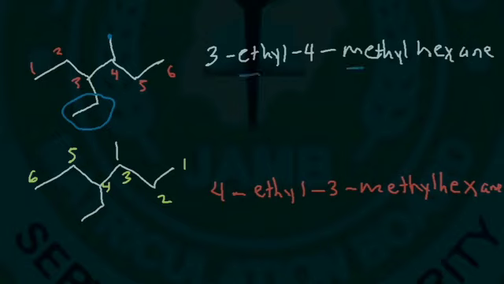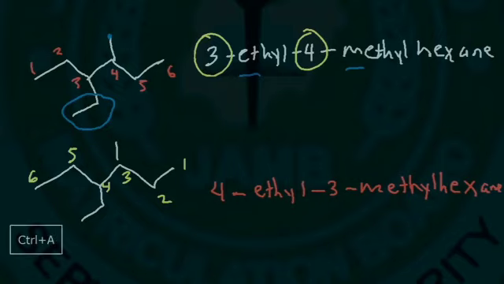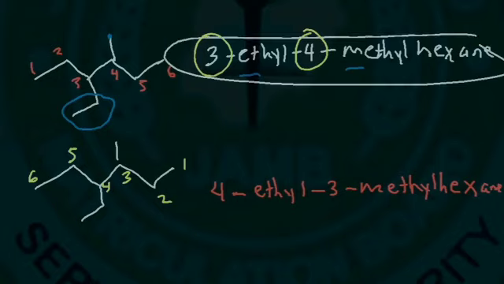If you have a choice between 3 and 4 and 4 and 3, you want to arrange the numbers in increasing order, if the option is available. But make sure you alphabetize it first, and then if possible, arrange the numbers in increasing order. So the right answer is this one.